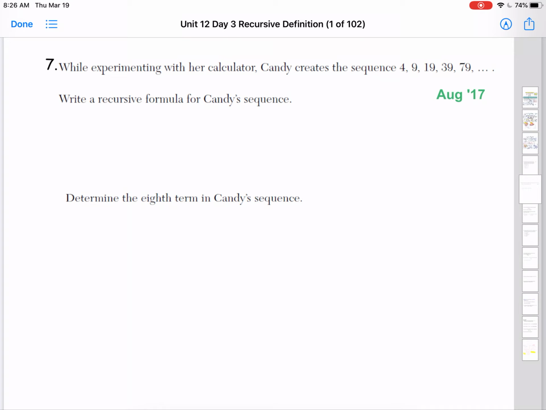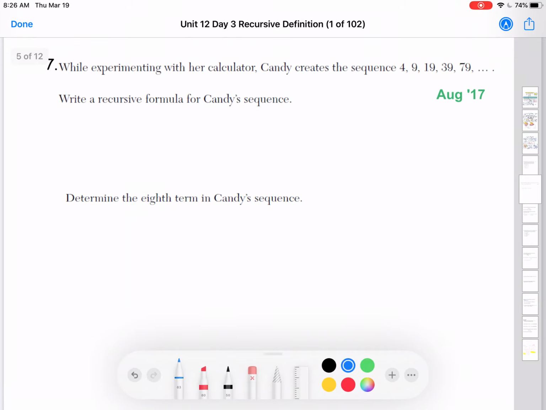I have a little note on my paper here that says on test. Okay, so this is an important one. I will give you one just like it.